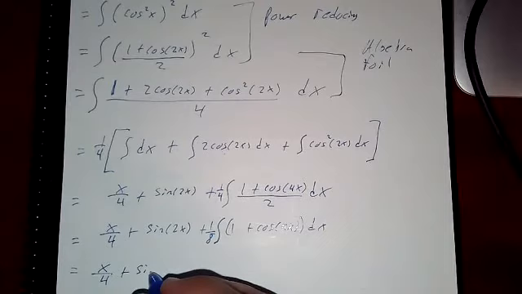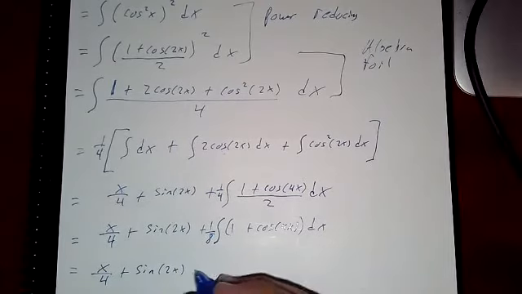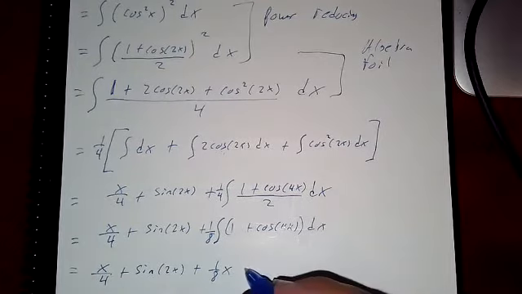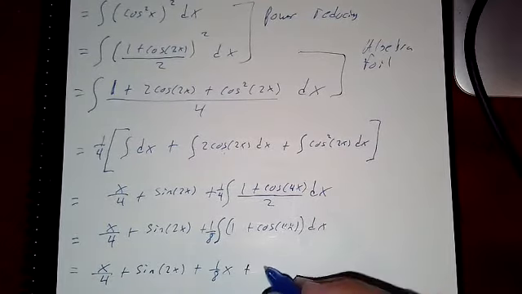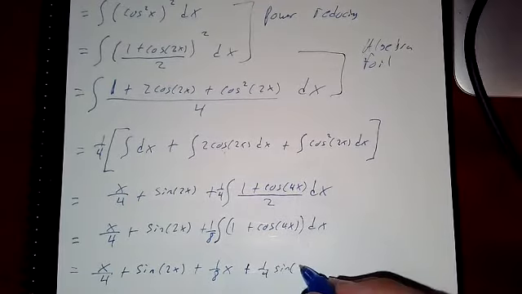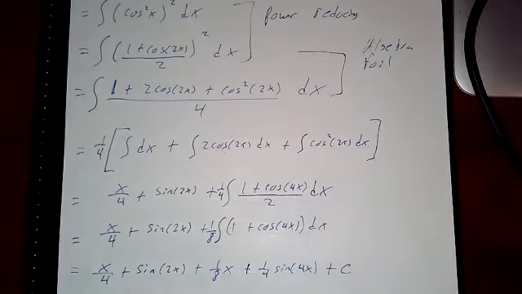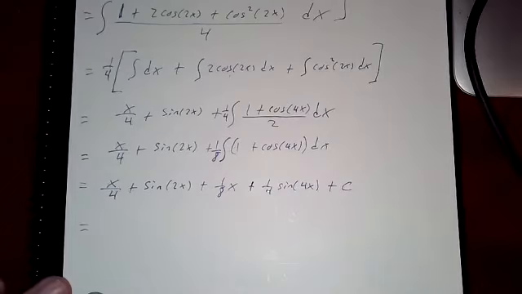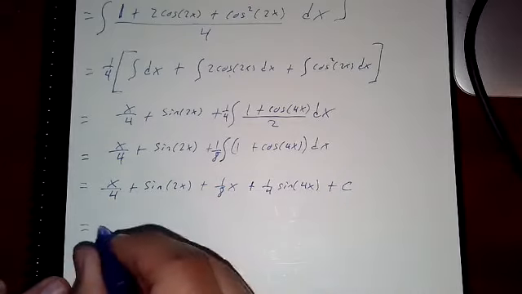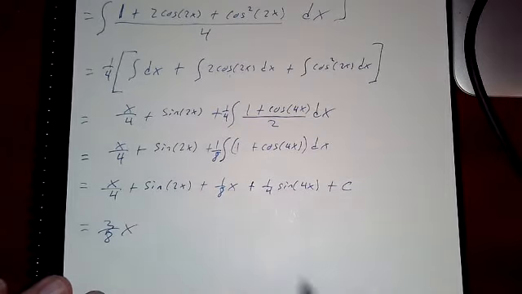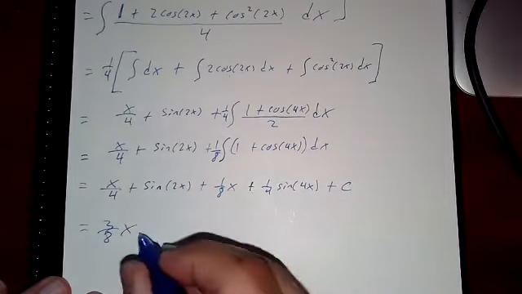Now the integral of that will be 1/8 x plus 1/32 sine of 4x plus c. The final answer will be, you combine the 1/4 x and 1/8 x, right? That will be 3/8. These I cannot combine, so that's it.